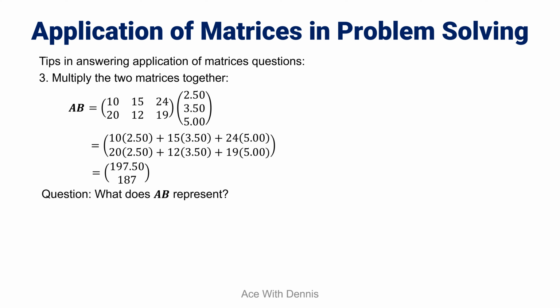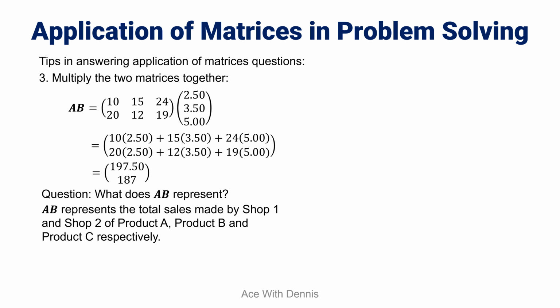So the next question will be, what does matrix A times matrix B represent? Alright, the answer is matrix A multiplied with matrix B represents the total sales made by shop 1 and shop 2 of product A, product B, and product C respectively. Which means the total sales for shop 1 will be $187.50 and the total sales made by shop 2 is $187.